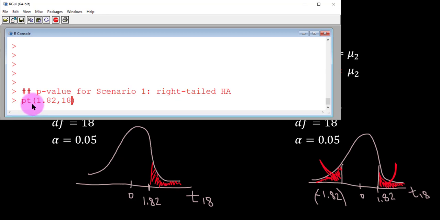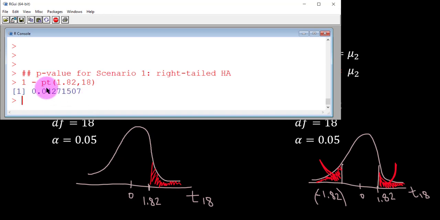Remember, R would actually give us the area to the left of this tick mark. We don't want the area to the left, we want the area to the right. So what must we do to this pt function? 1 minus, right? Okay, so our p-value for the scenario on the left is 0.0427 approximately.